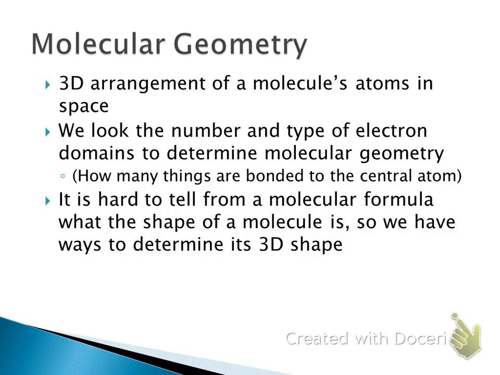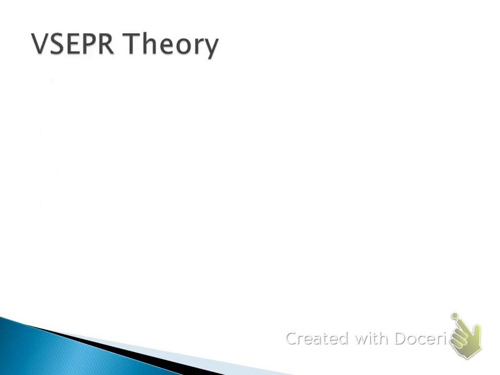But most of the time, it's hard for you to look at a formula, H2O, and automatically know, oh yeah, that's going to be bent, or that's going to be tetrahedral, or whatever it is. It's going to be hard for you to look at its formula only and determine its shape. So we have a set of rules again to help us determine its molecular geometry.